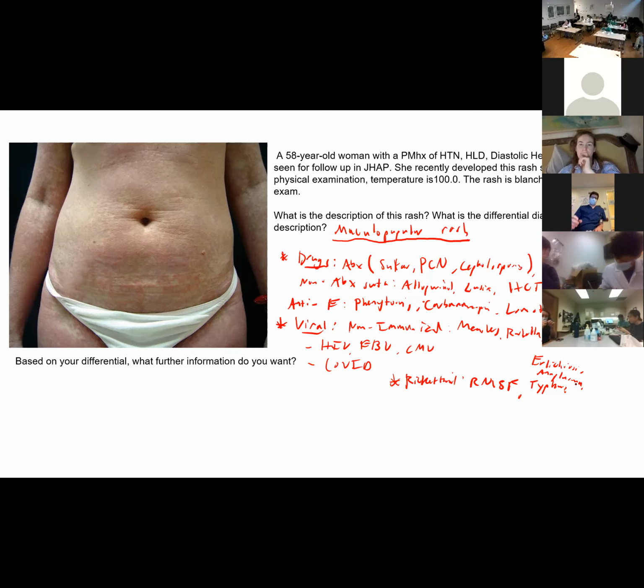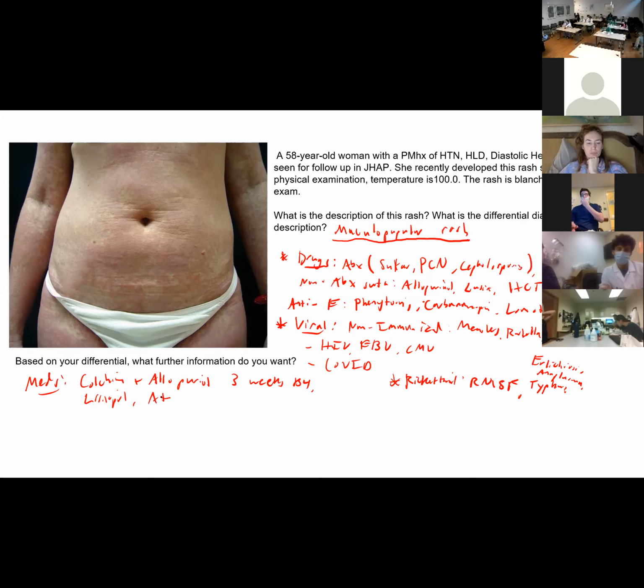So based on your differential, what other information do you want for this patient? What are her meds? So meds, I'll give you that. I had just started her on colchicine and allopurinol about 3 weeks before this. Other meds were lisinopril for hypertension and atorva for her hyperlipidemia. Those have been on for a long time.